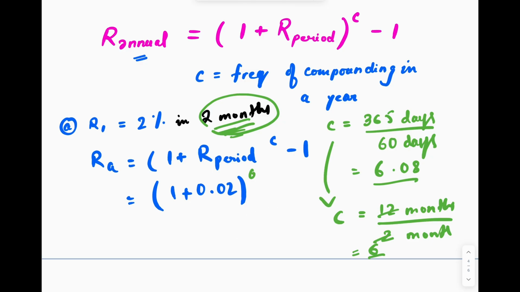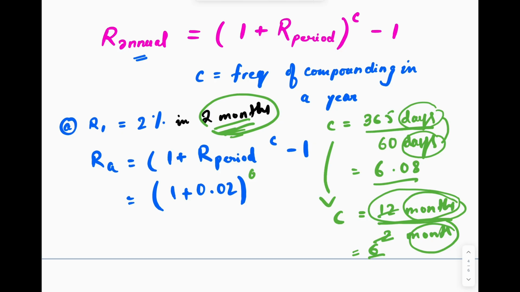So C would be either 365 days, or 12 months, or 52 weeks. Okay, you get the point. So in the numerator, you write the year in any form you want. And the second thing that you need to take care of is the numerator and denominator's unit must be the same. So if I'm writing in days, it should be days. If it is in months, it should be months. So that's how your C value is going to come.